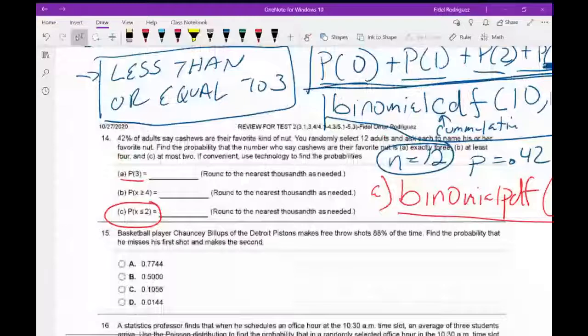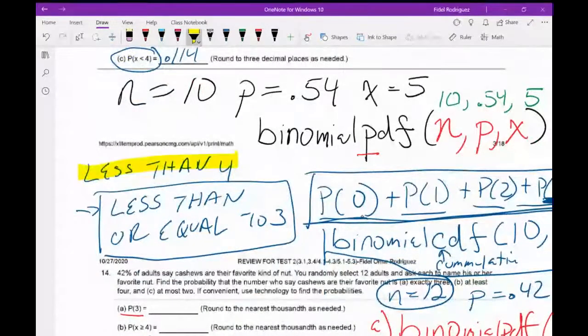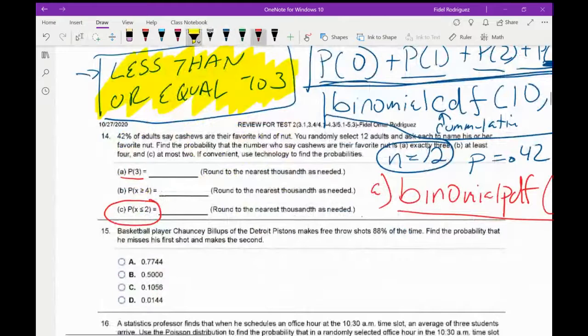On the previous one that we did, notice how this one was written. This one said less than 4. But didn't we say that less than 4 is the same thing as saying less than or equal to what? 3, right? Because if it's smaller than 4, it has to be 3 or less. Now look at the directions here. It says at most 2. What does that mean? It cannot be more than 2. So if it can't be more than 2, it has to be 2 or less, right?